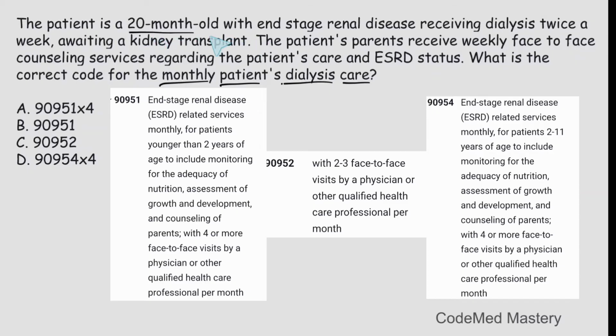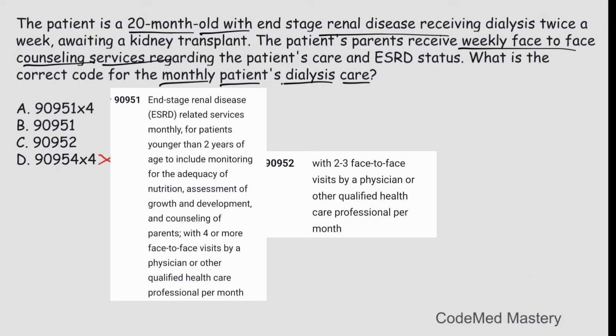The patient is a 20-month-old with ESRD and the patient's parents receive weekly face-to-face counseling services. Now let us try to find the right answer. In the code 90954, the age is 2 to 11 years, but in the question the age mentioned is 20-month-old. So directly eliminate option D. Now we are left with option A, B and C.